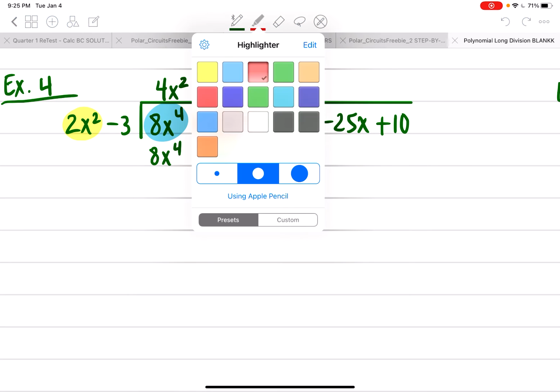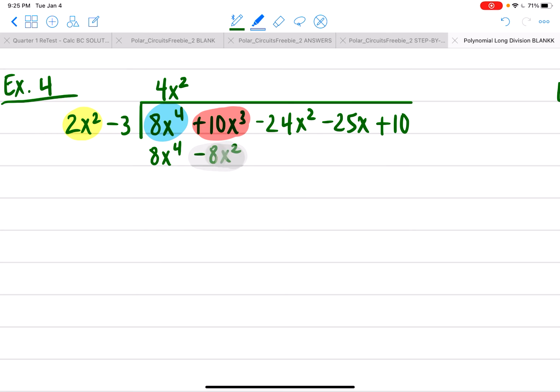One of them is an x cubed. Actually, I'm going to do red and gray. Okay? One of them is x cubed. One of them is x squared. Those are not like terms. You cannot combine them. Okay? So do not stack this negative 8x squared under the x cubed. Where do you need to stack it? What you need to do is you need to move it over here, right?